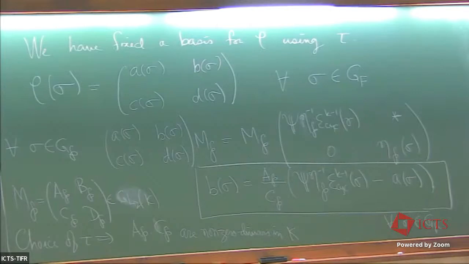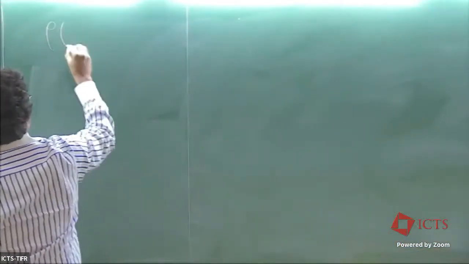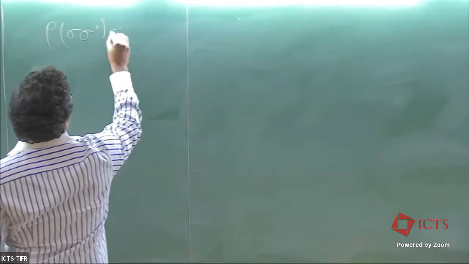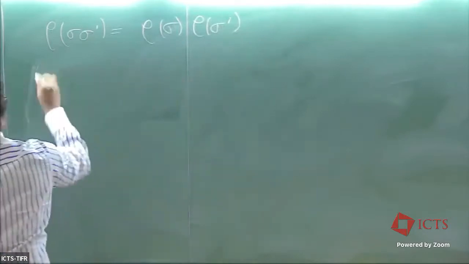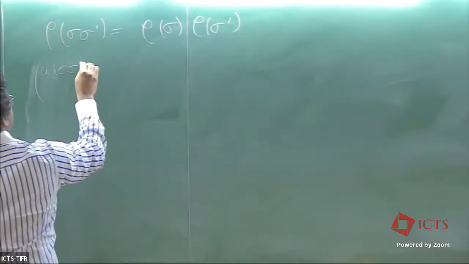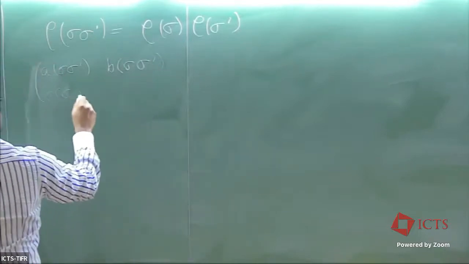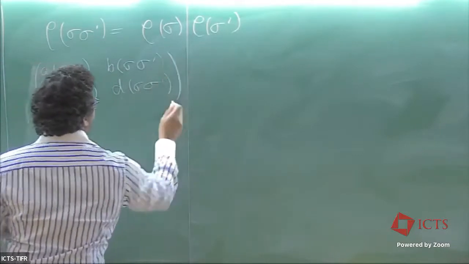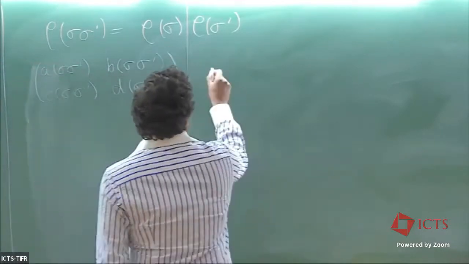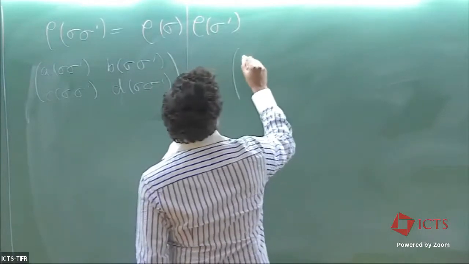Okay, so rho_F is a representation. What does it mean for it to be a representation, and what does it mean for the entries of rho_F? So rho of sigma prime is simply rho of sigma prime, and this is A of sigma prime, B of sigma prime, C of sigma prime, and D of sigma prime. Okay, so I should have done some other step before.